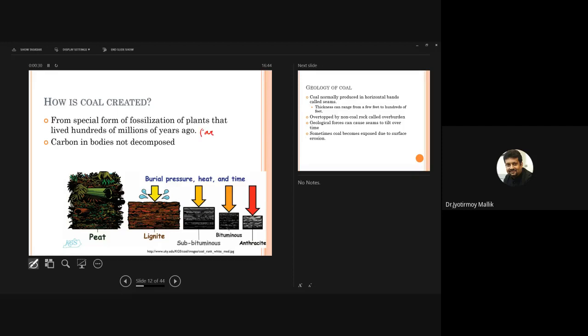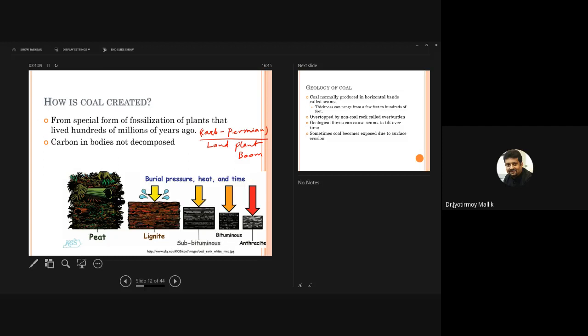Okay, so Carboniferous and Permian, the time of land plant boom. So that was the time when the world was completely governed by big, very big land plants. And that's why most of our coal deposits also come from either Carboniferous or from Permian. Okay, there are other deposits as well.